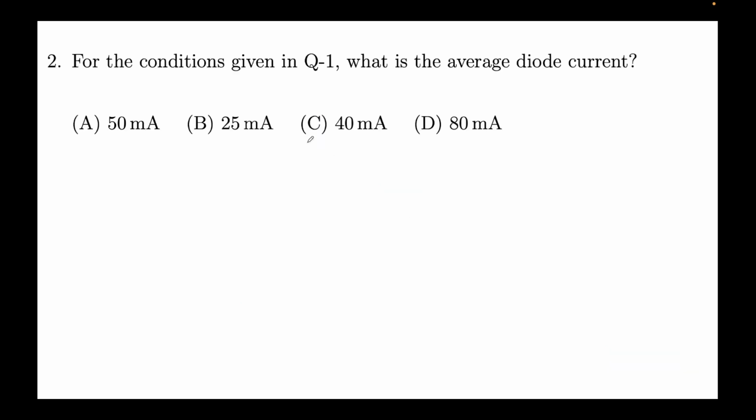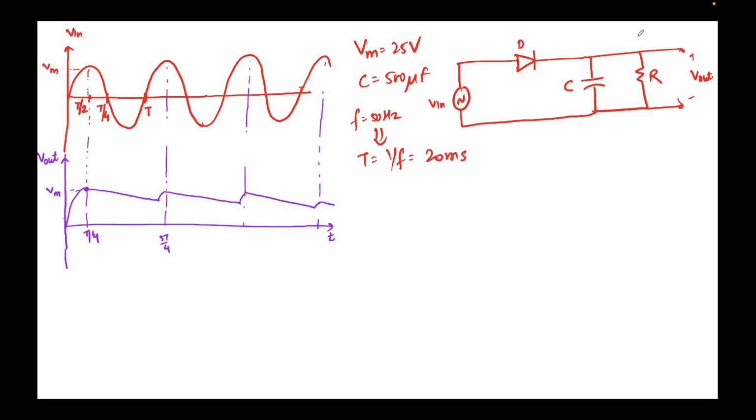Now moving on to the next problem. So this says, for the conditions given in question 1, what is the average diode current? So remember that. So let's just go to the solution.